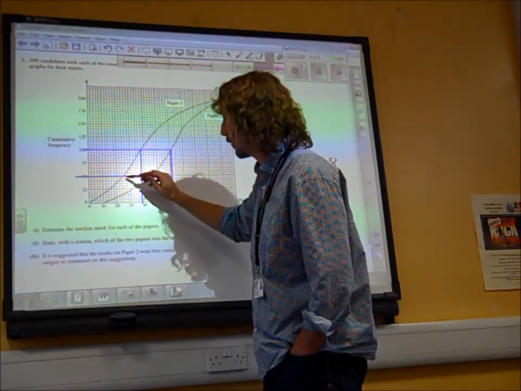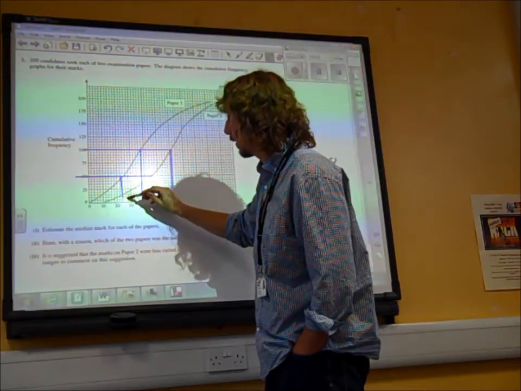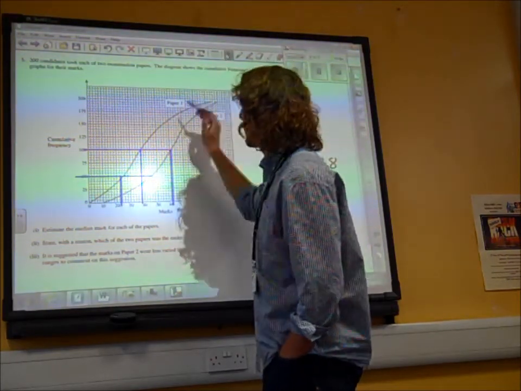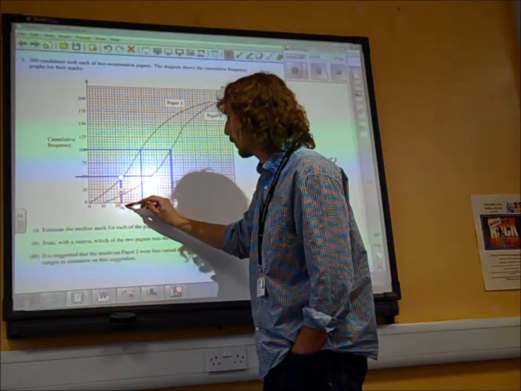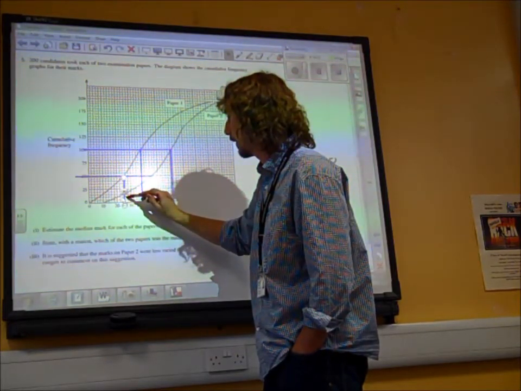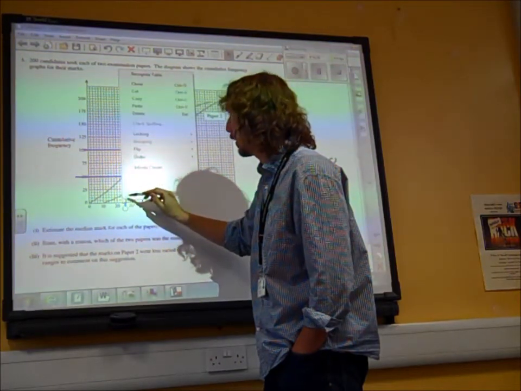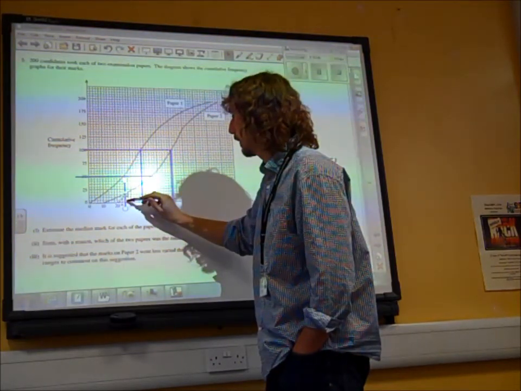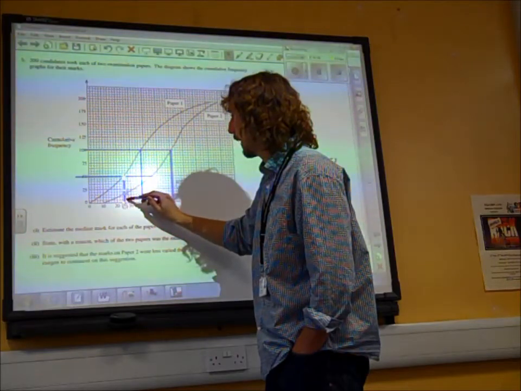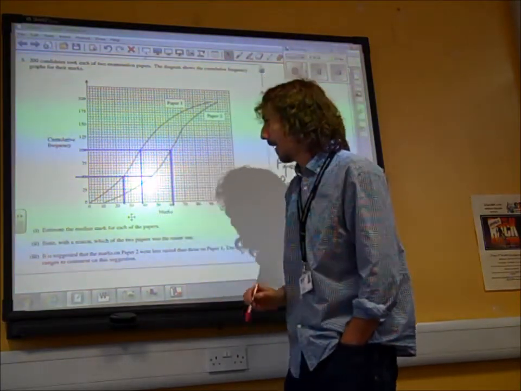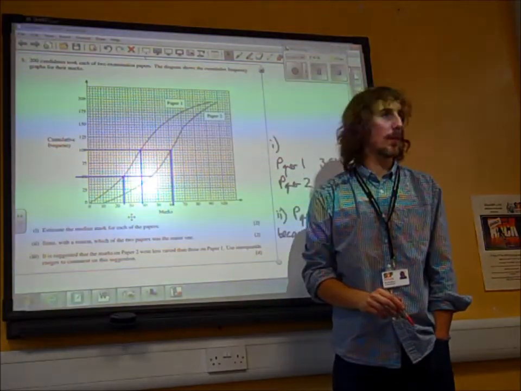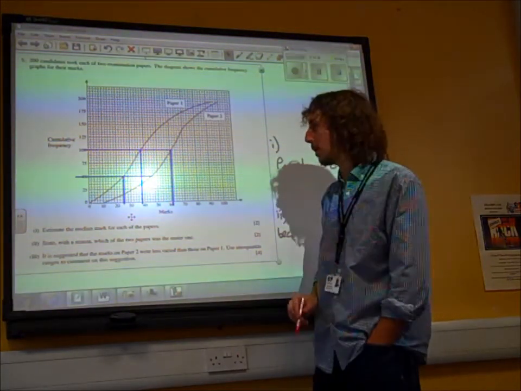I can't even see where this should be. Maybe there's a better way of doing this, what do you think? Oh no, that's all going wrong. Stop it. Right, okay, we're on to it again. There it is. Right. Do we reckon 25 looks about reasonable for the lower quartile for paper 1?